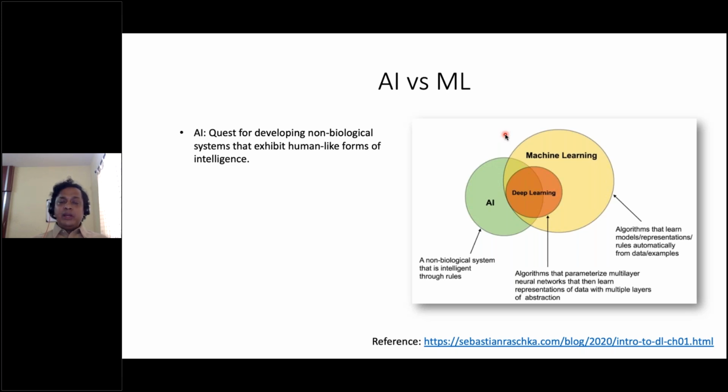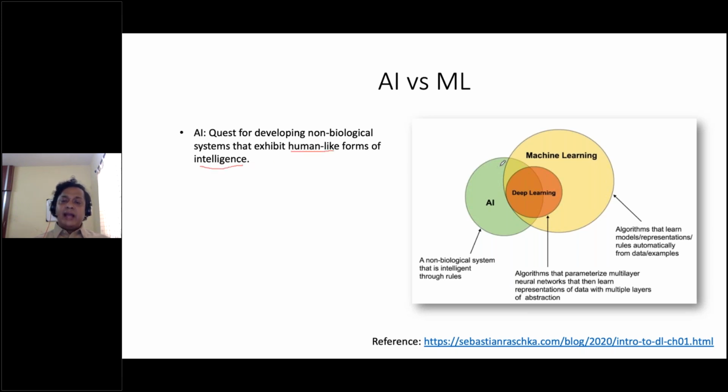Let's quickly take a look at this artificial intelligence versus machine learning thing. There is a common trend where everybody claims to work on AI, when probably they are working in machine learning, statistics or something else. So what is actually AI? The formal definition of AI comes from this interesting blog. I recommend everybody to read this blog; it introduces the basic concepts of machine learning very nicely. As per this blog, artificial intelligence is a quest for developing non-biological systems that exhibit human-like forms of intelligence. So the stress is on intelligence and human-like forms.